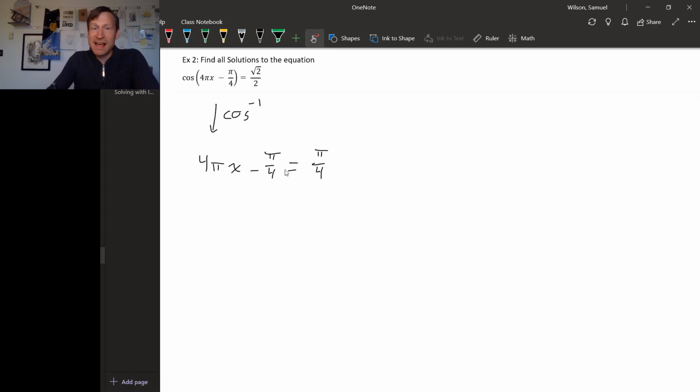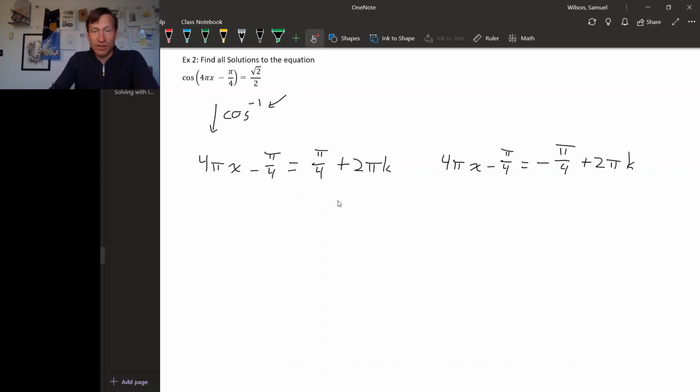And just like last time, it is immediately after you use your inverse trig function that you need to write down all of the other possible solutions. So add periods and find the symmetric solutions. So it's at this point that we need to add 2 pi k and write down the symmetric solutions. So 4 pi x minus pi over 4 equals, and then the symmetric solution for cosine is just the negative of the initial solution. So minus pi over 4 plus 2 pi k.